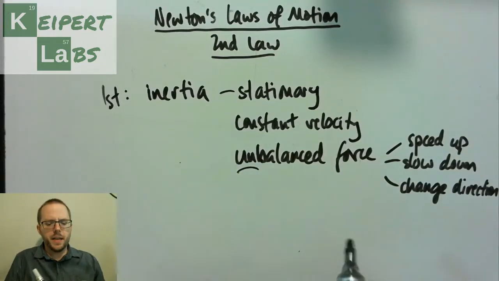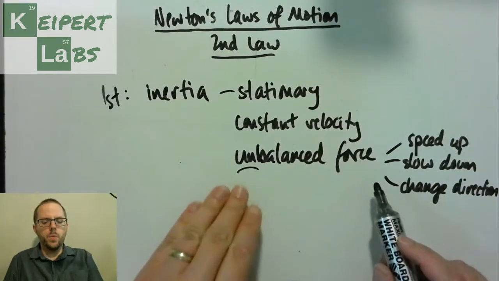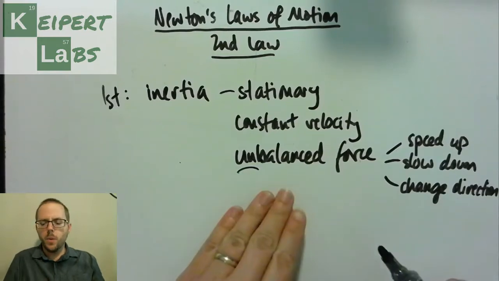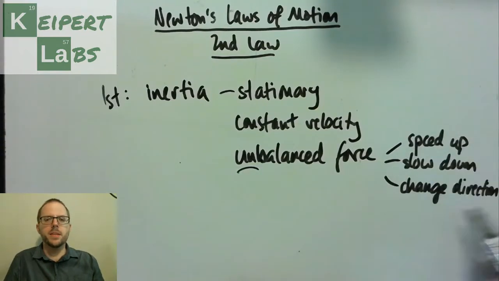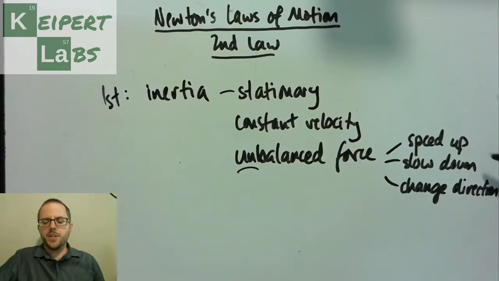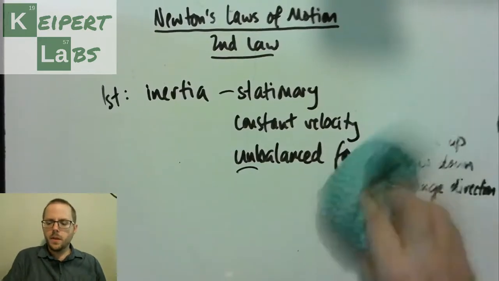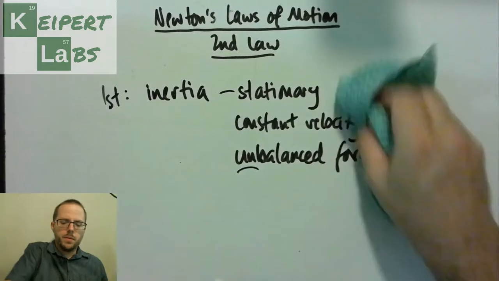But now Newton's second law is describing what happens when we have an unbalanced force. What happens to make this work? And also, how can we predict how much it's going to speed up, slow down, or change direction based on the nature of this force? Okay, all right, so here we go.